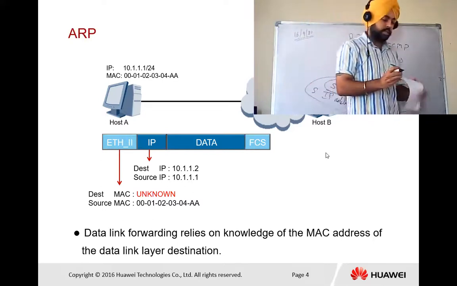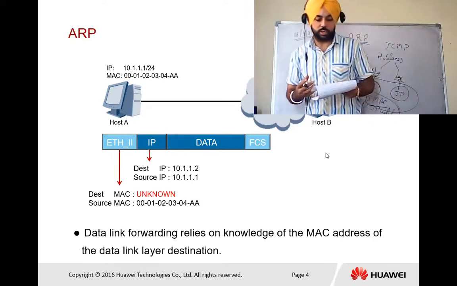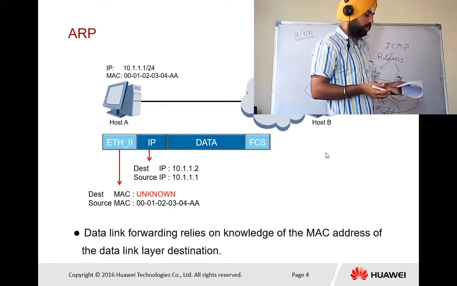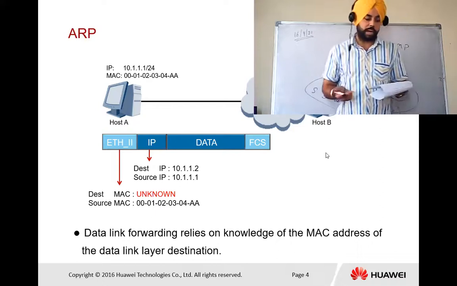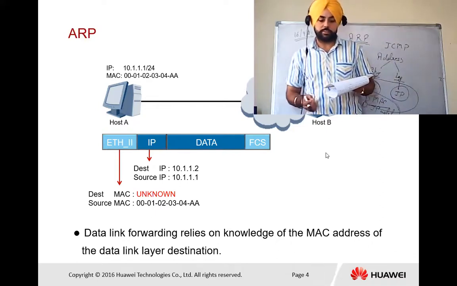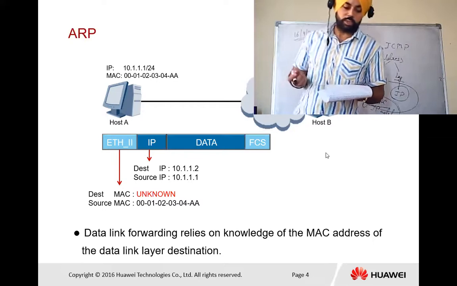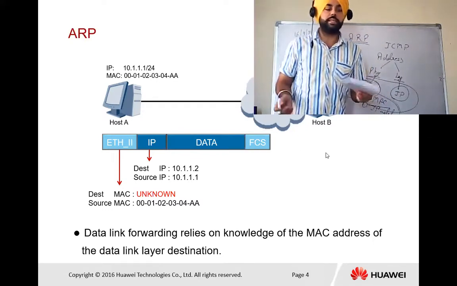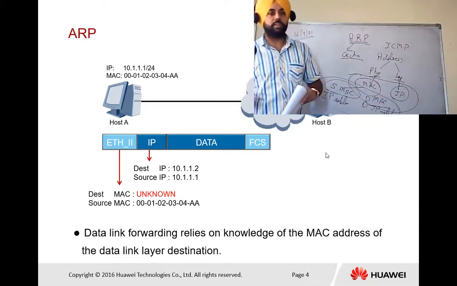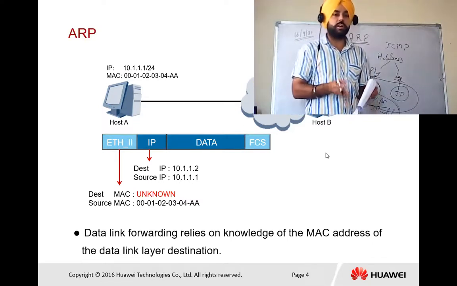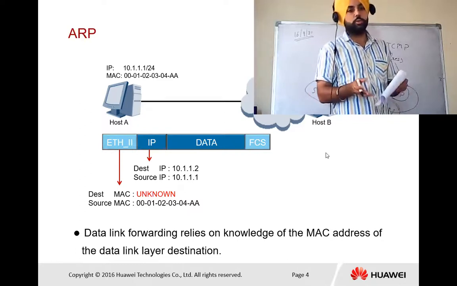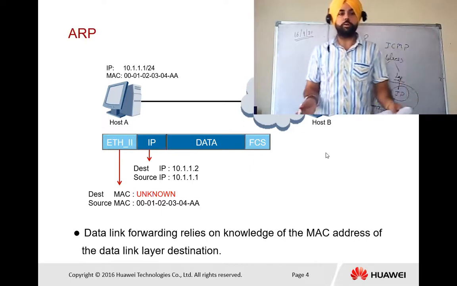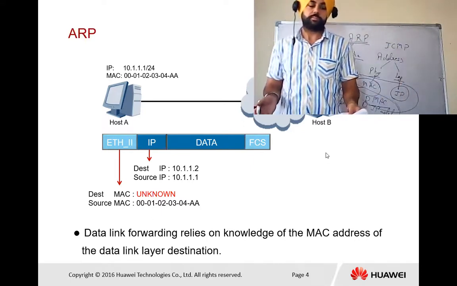So unknown means, let's take a local area example. Suppose host A wants to communicate with host B, but you don't have the MAC address of host B. You just send a ping to host B. That means you are sending the packet with your source MAC address, but you don't have the destination MAC address. You are just sending the ping command with the help of the IP address.